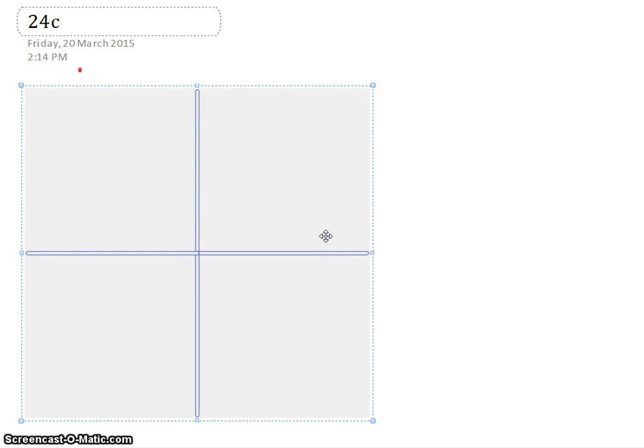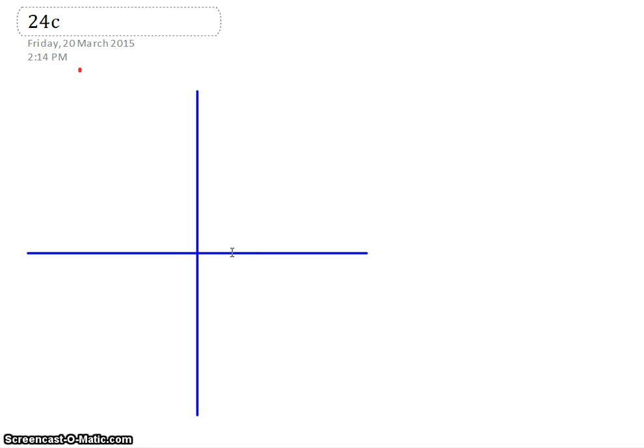Right. So imagine you've got a graph like this, okay? So you've just got a normal graph. Put this on. 1, 2, 3, 4, 5.